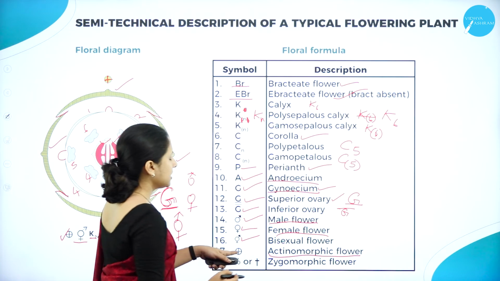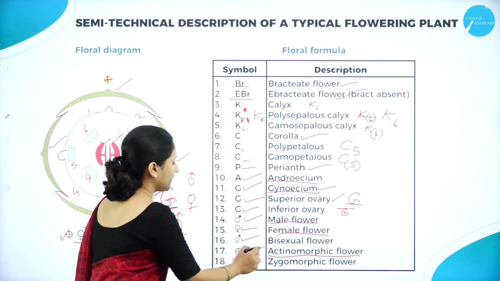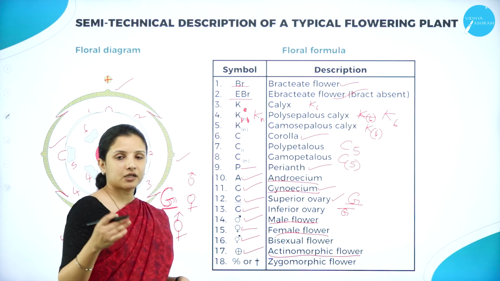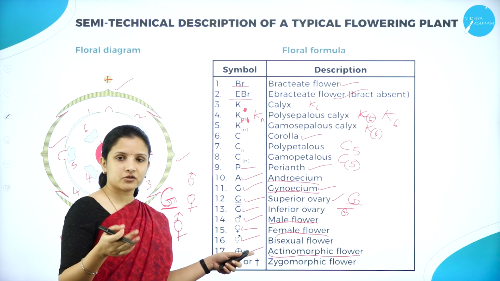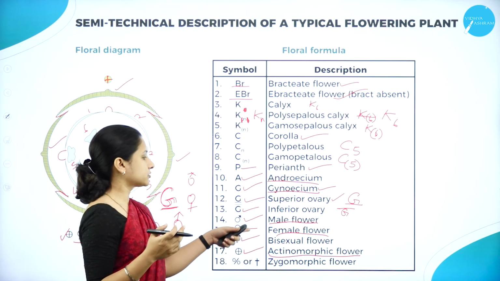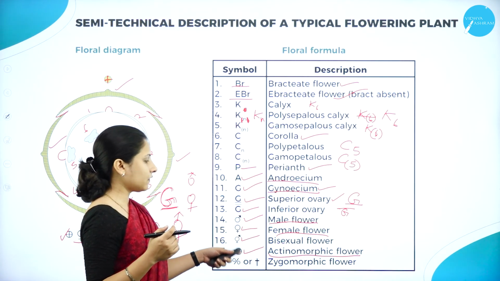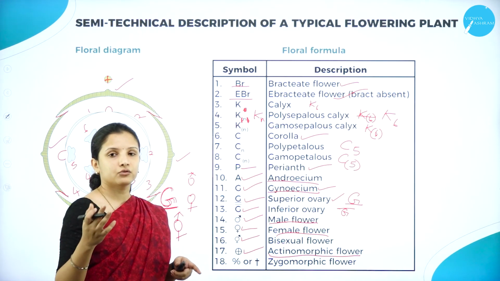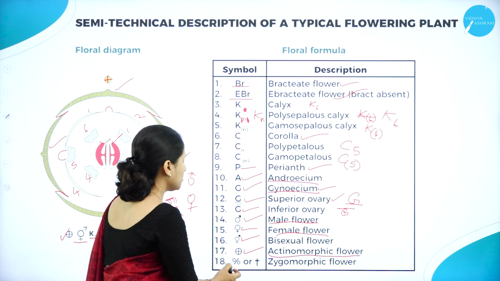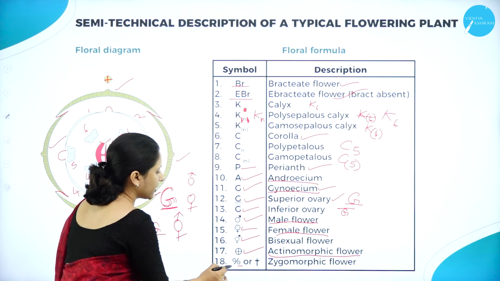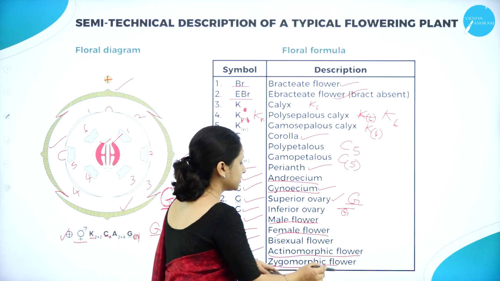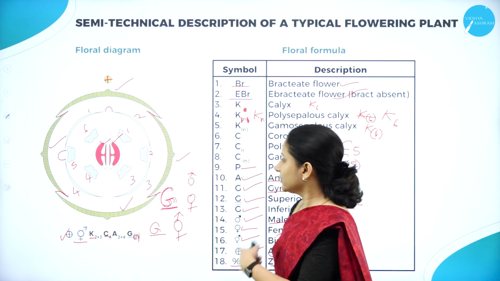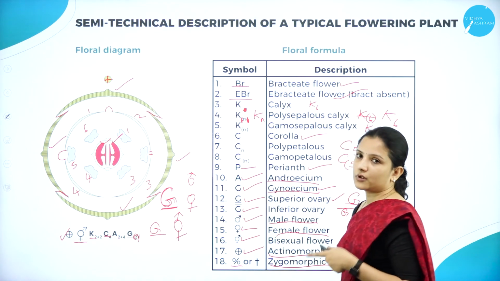This is the symbol. Then moving on to actinomorphic. If the flowers can be cut into equal halves, it is called as actinomorphic, be it radial symmetry or bilateral symmetry. Then, if the flower cannot be cut into two equal halves, it is called as zygomorphic, which is represented by a percentage symbol like this. So, these are the different symbols, and all these symbols will be used in the floral formula.